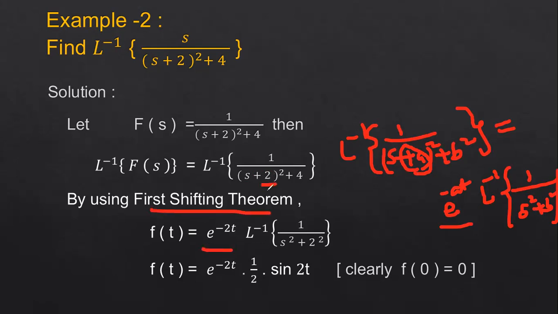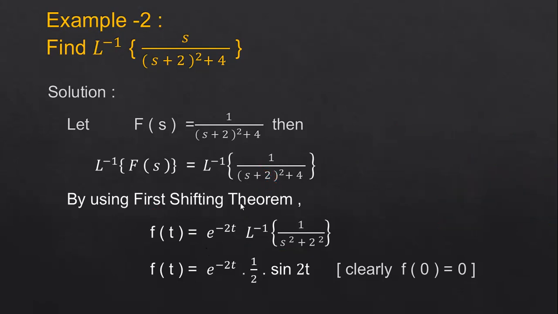So in place of a, we'll have 2: e power minus 2t into Laplace inverse of, so this plus 2 can be eliminated and you will get s square plus 2 square. 4 is nothing but 2 square. So from this, f of t is equal to e power minus 2t. Laplace inverse of f of s is nothing but f of t. So by applying this first shifting theorem, we'll get e power minus 2t into Laplace inverse of 1 by s square plus 2 square. If you see carefully in the denominator, that is 1 by s square plus a square. Now this can be written as 1 by a sine at.